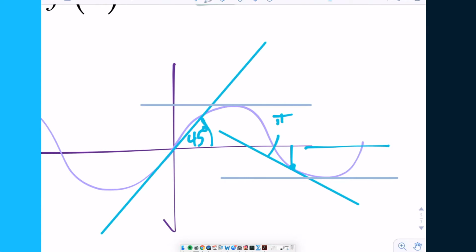So where do we have the horizontal tangent lines between 0 and 2 pi?